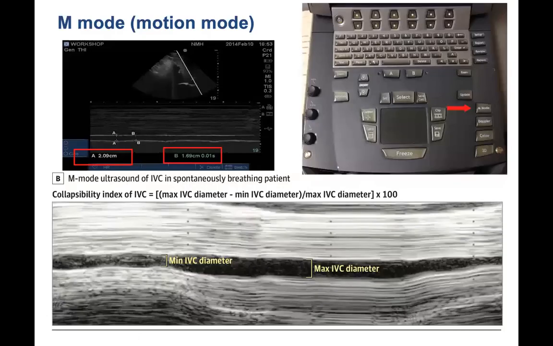So this is just another picture about M mode, or motion mode, putting it over the IVC, and how we would calculate both a minimum and a maximum diameter. You just want to make sure when you do this that you're not sliding off the IVC, you're actually getting that minimum and maximum diameter.